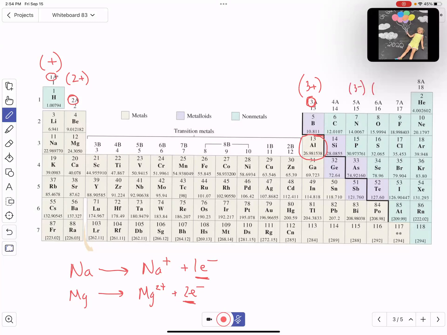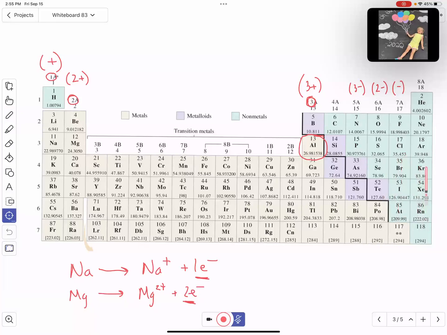Oxygen, sulfur, selenium, tellurium, all will want to gain 2 electrons, becoming a 2- anion. And then our halogens, all of our halogens want to gain 1 electron. Ultimately, they're trying to become isoelectronic. They're trying to become the same electron configuration as a noble gas, which is isoelectronic. So our halogens get there by gaining 1 electron.